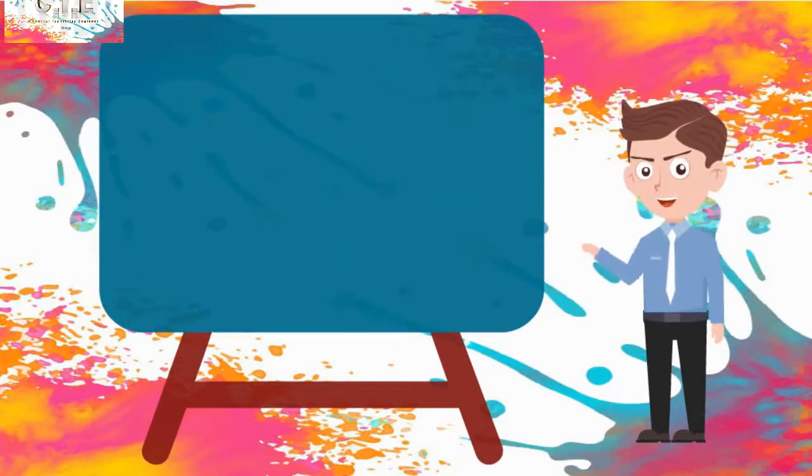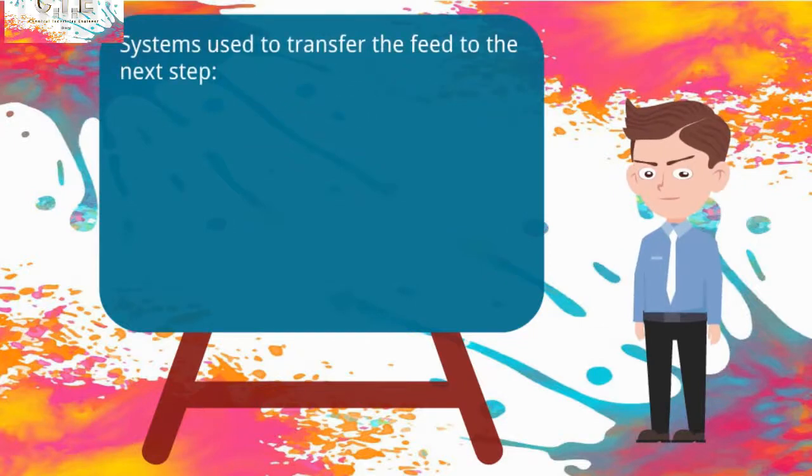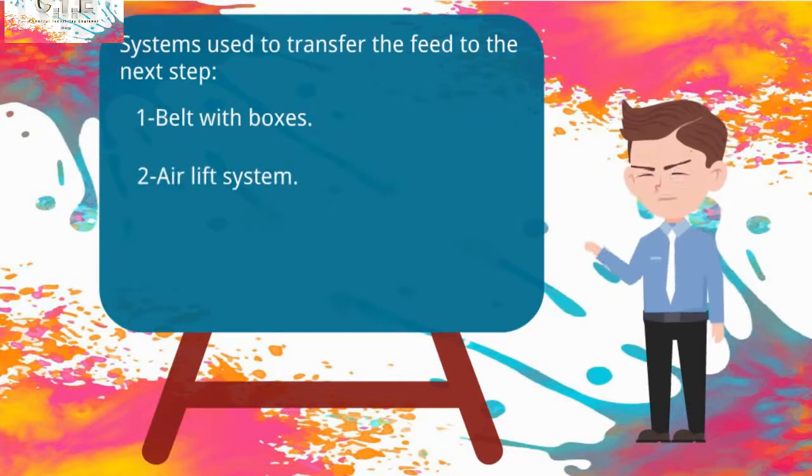After controlling the amount of the feed, one of the following systems is used to transfer the feed to the kiln: bucket elevator or airlift system.